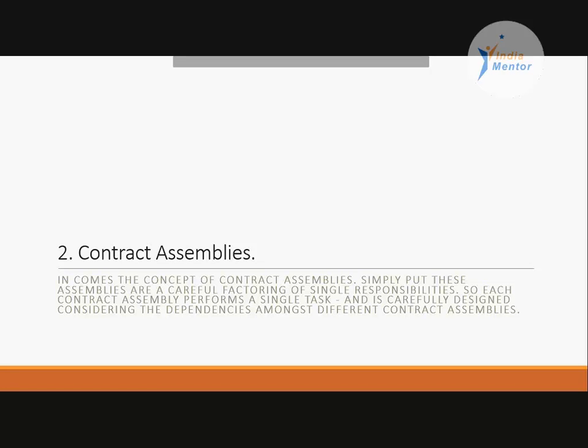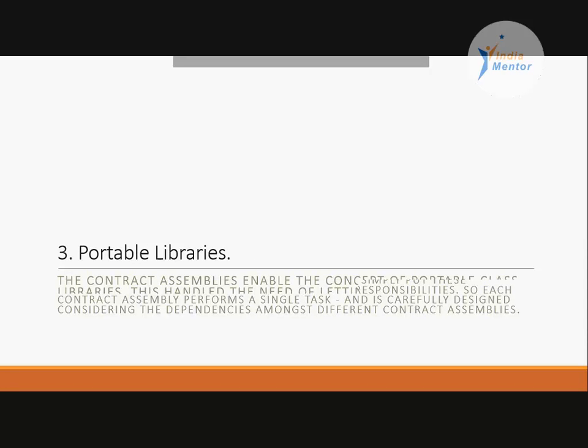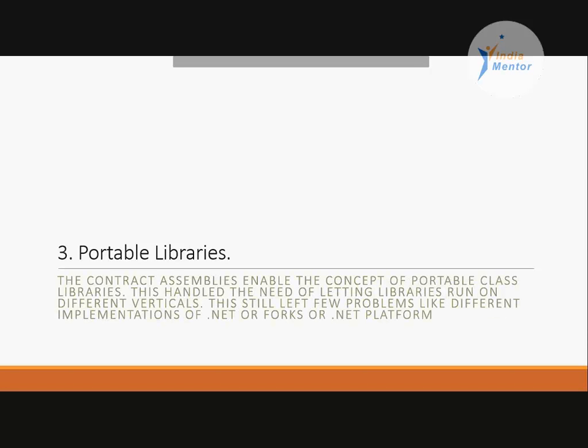So it should not be the case that although you are trying to pick up a small piece of code, it depends on too many other contract assemblies and you end up with the same situation again. So it's very nicely done. What was the next step? What it led to was the contract assemblies.